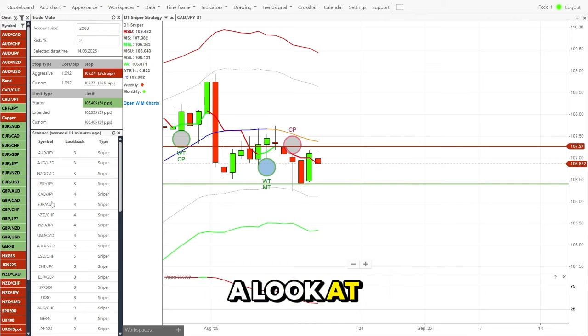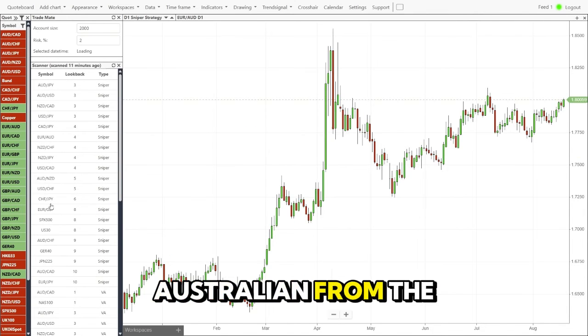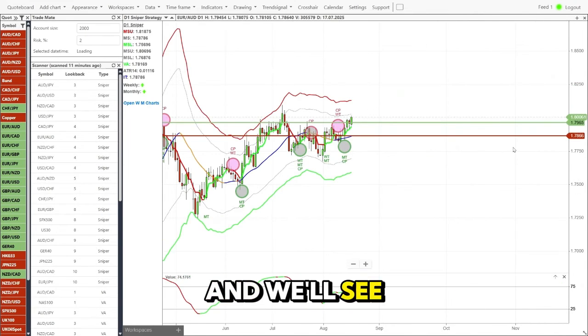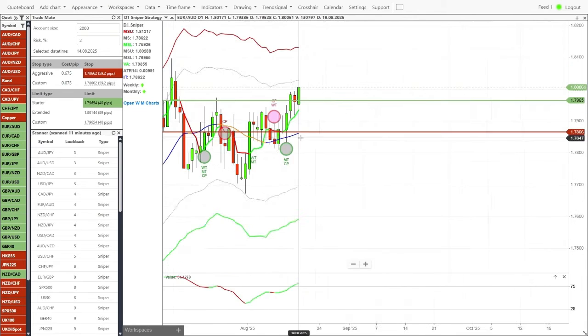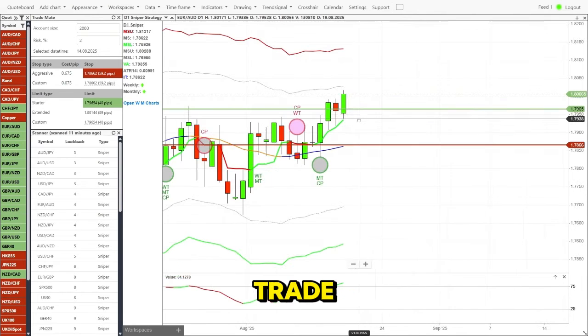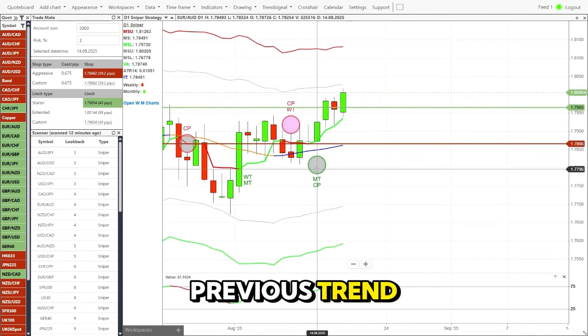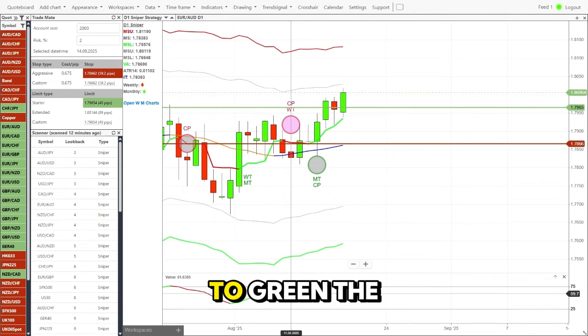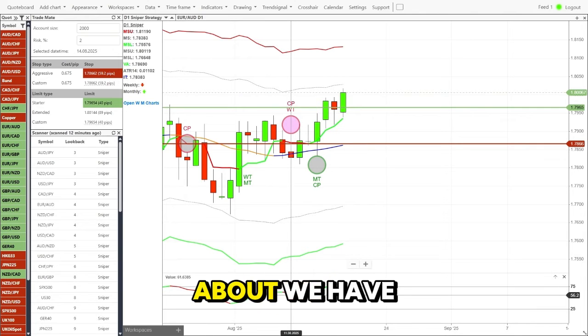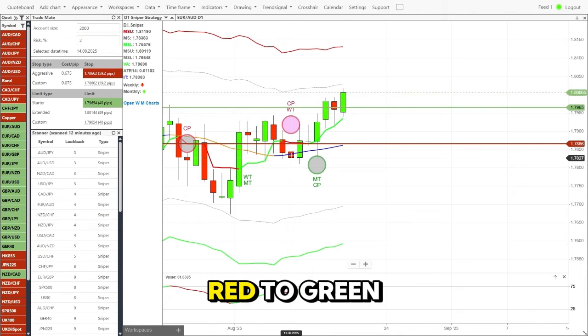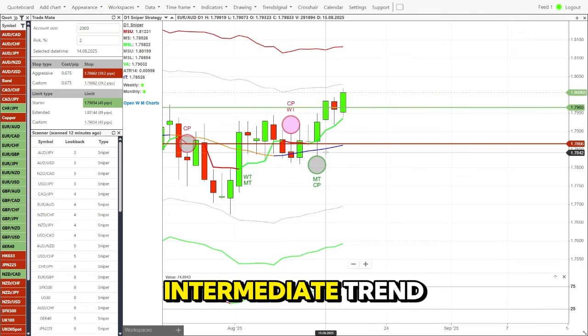Let's also have a look at the Euro Australian from the same day, and we'll see a similar pattern. So taking this trade, same again, green sniper disc, continuation of a previous trend, green to red to green. The red to green is what we care about. We have a changeover in momentum. Red to green, we're also in line with the intermediate trend.